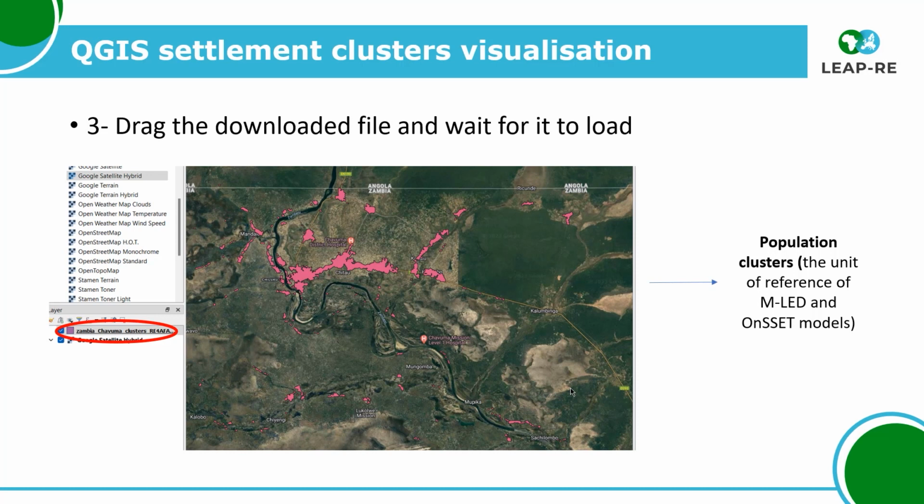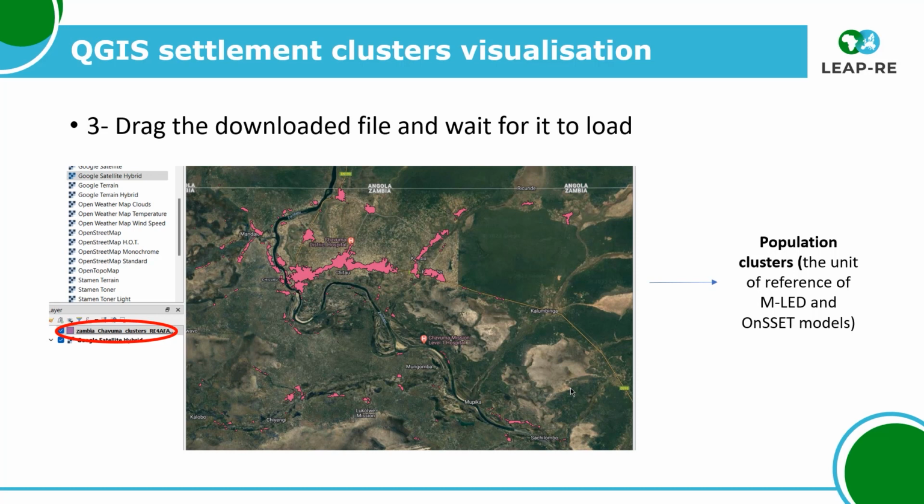On top of which we will then drag into the QGIS window the downloaded clusters file for the province of interest, which we will seek in our browser window and directly drag into QGIS and wait for it to load. This is just an example of how the population clusters, which as a reminder are the unit of reference of the MLED and OnSSET model in the RE4AFAGri dashboards, look, how they are presented, and how they are distributed, with the useful context provided by the satellite imagery, which helps to better picture their geographical extent and location.